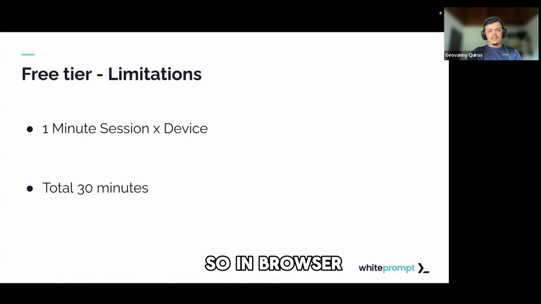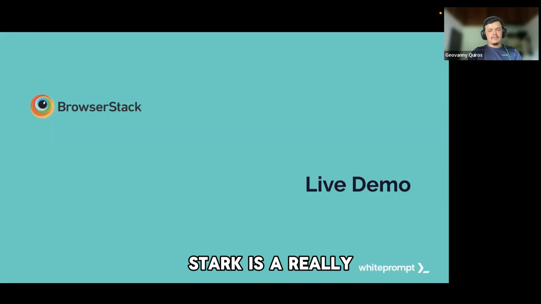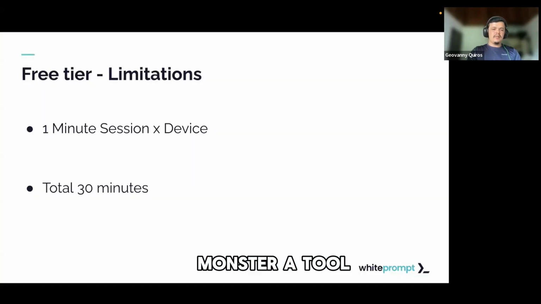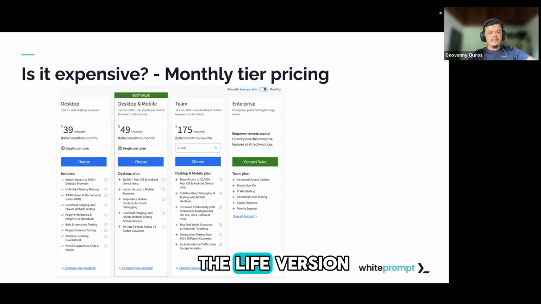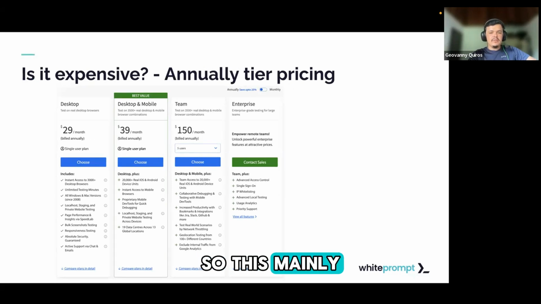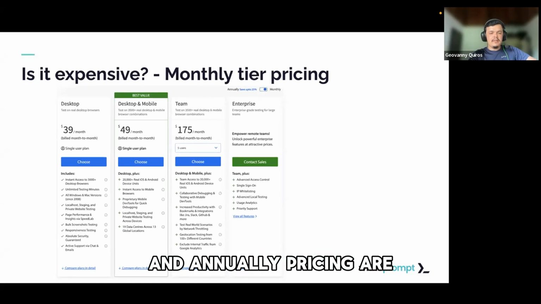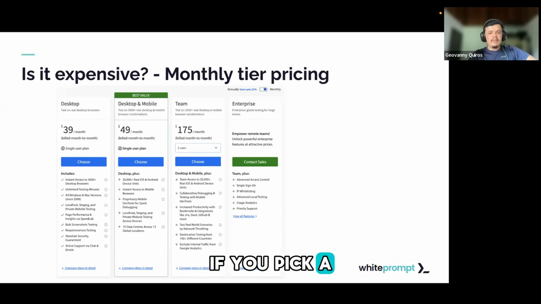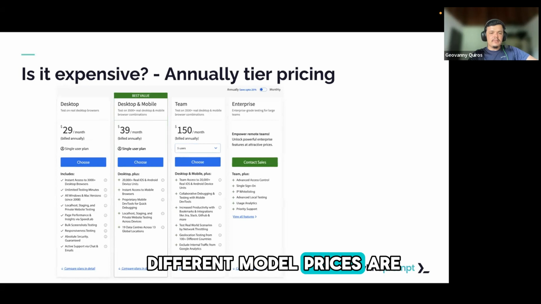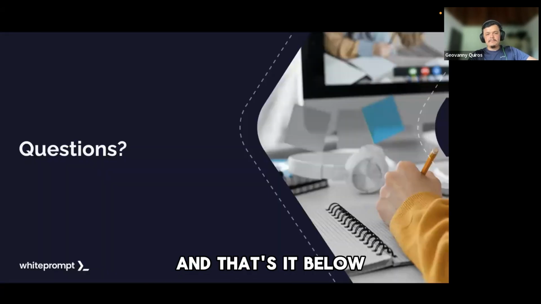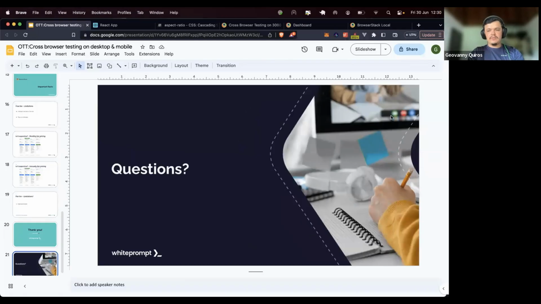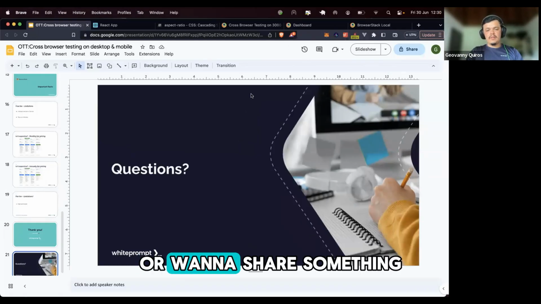So BrowserStack is a really monster tool. We are just inspecting the live version. So this monthly and annual pricing is related to the live module. If you pick a different module, prices are going to change. And that's it. I don't know if you guys have questions or want to share something.